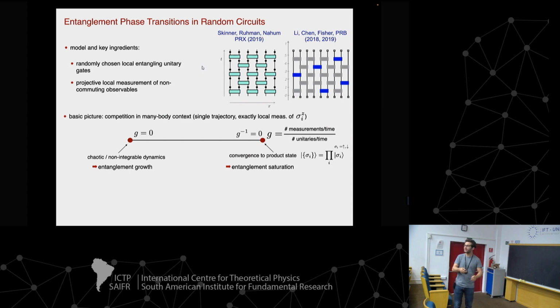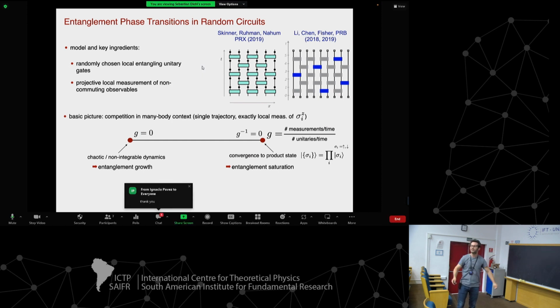But that's really how the entanglement builds up and how it spreads. Here you entangle, next step you go further out, and that's a typical picture. Right, so let's go to the other limit now.